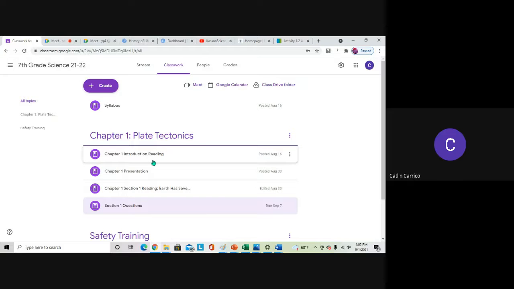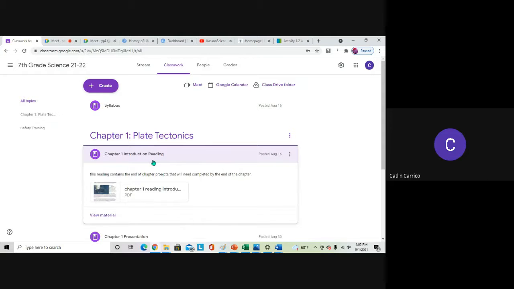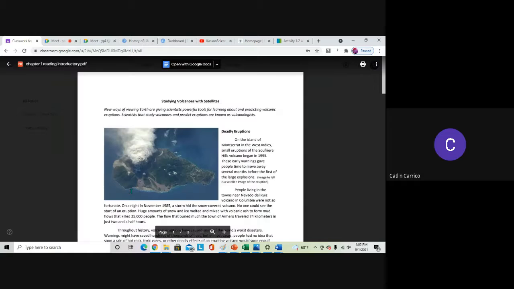So we're going to go ahead and start into this. I'm going to click on the material. You can either view material or you can just go ahead and click on it. I typically just click on what's already visible, and then you'll be able to read this.